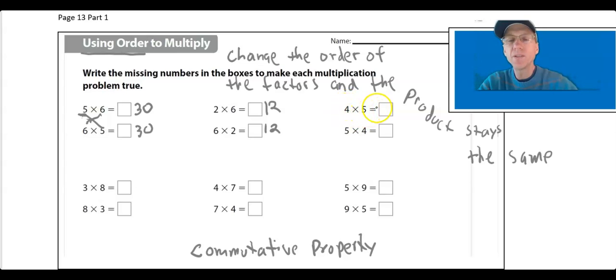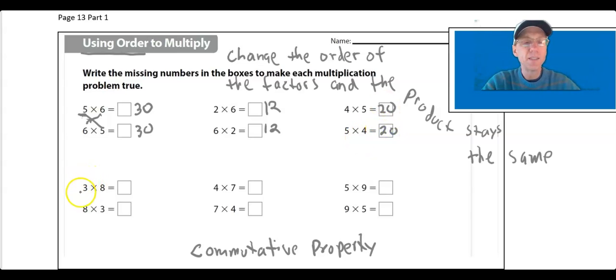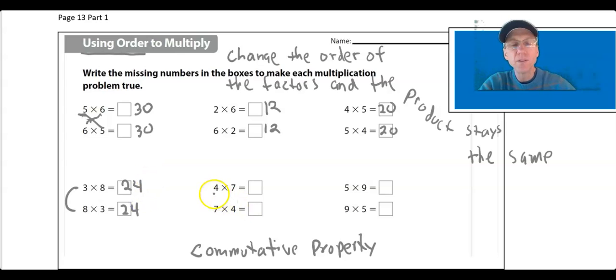4 times 5 is 20. So 5 times 4 is 20. 3 times 8 is 24. Now, I should have told you, stop the video, make sure you do these before. Don't just do them with me. These are just facts, so you got to practice them. But the main thing is if we change the order, voila, 24. 4 times 7 is 28. Change the order, and what do you have? 28.